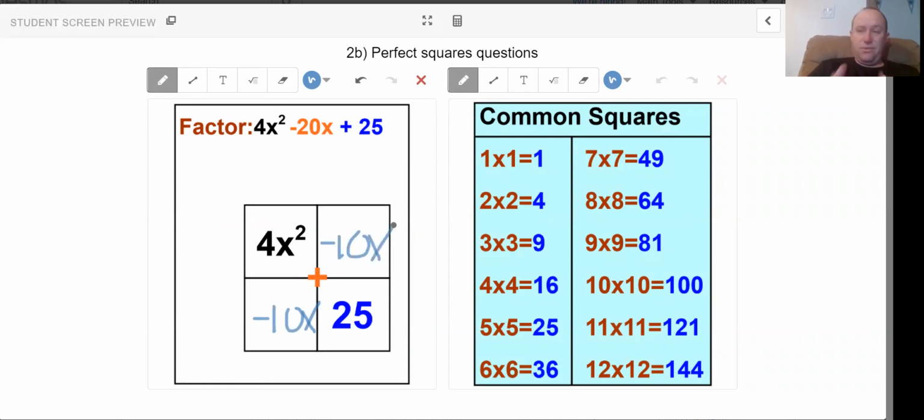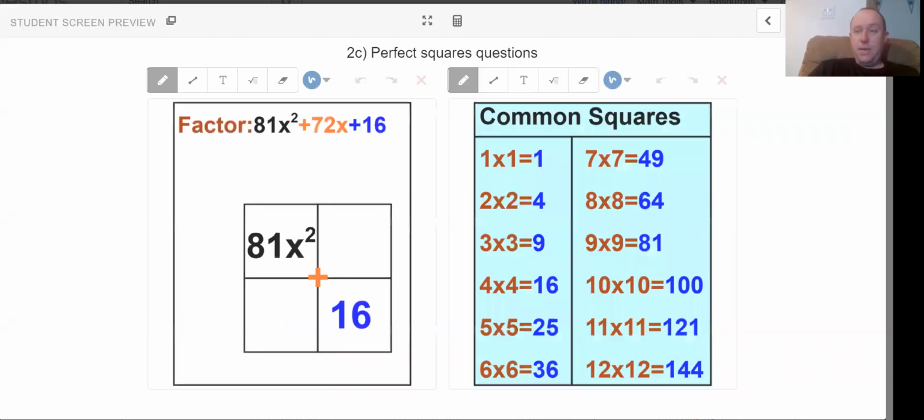But for perfect squares, try and look for those numbers at the end. If we can find those numbers that multiply to make this the same number, that might be easier than having to do the method that we did last lesson. So it's all about making questions as easy as possible. If you don't notice it, you will get to the right answer though.